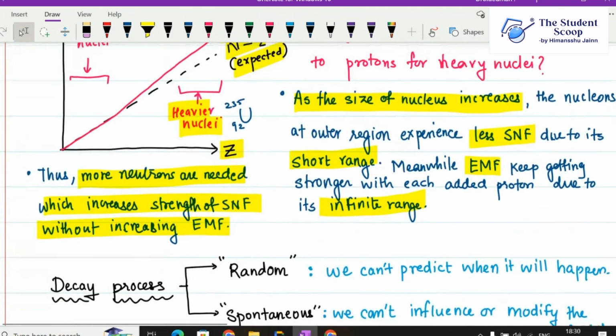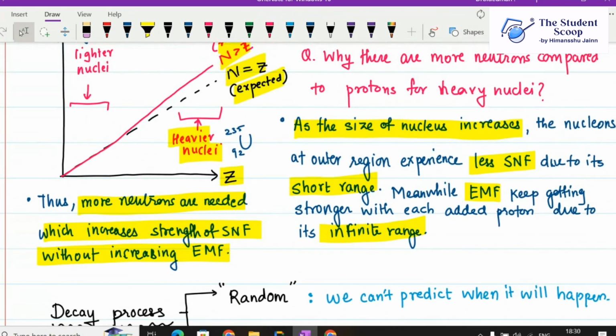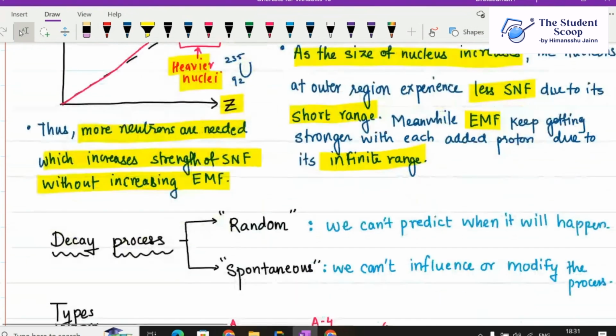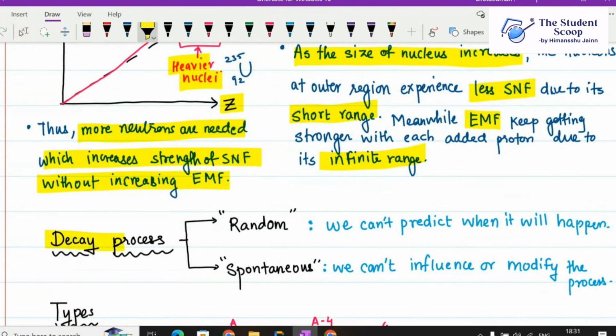Now, whenever there is an imbalance inside a nucleus, those two forces are continuously balancing each other out. But in some cases, a nucleus becomes too heavy for the strong nuclear force, the size becomes too big, or sometimes there is some kind of imbalance between the forces. That will lead a nucleus to be unstable, and whenever there is an unstable nucleus, the possibility is that it will undergo a decay process. A decay process happens to achieve stability.